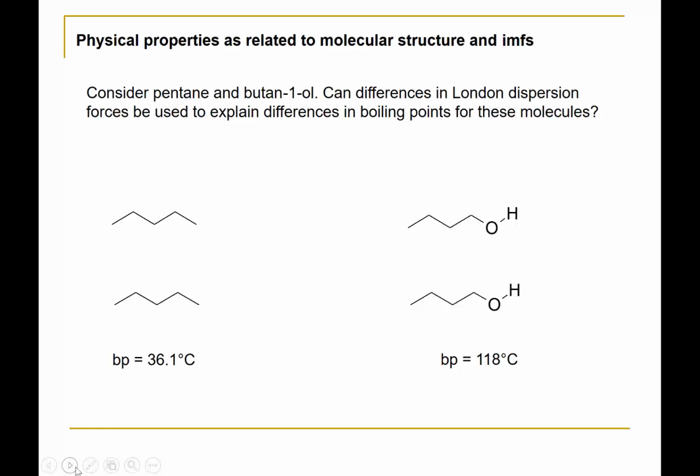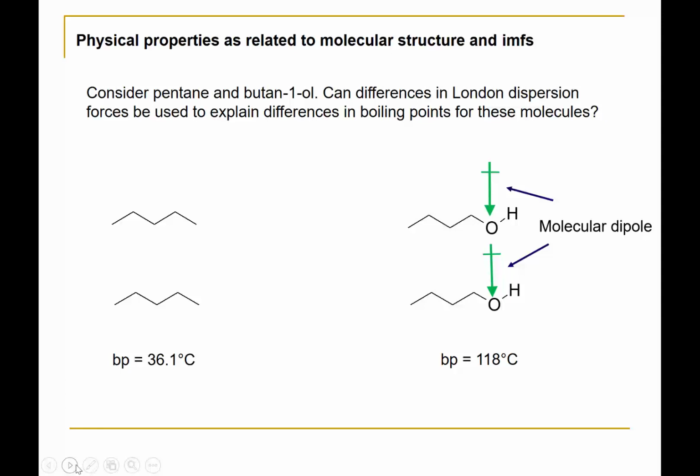Now consider a representation of two molecules of butan-1-ol. Notice that I represent the geometry about the alcohol group as bent, as would be predicted by VSEPR theory. In addition to London dispersion forces that would be holding these molecules together, and in particular if you think about the hydrocarbon portion of this molecule, there will be dipole-dipole forces.